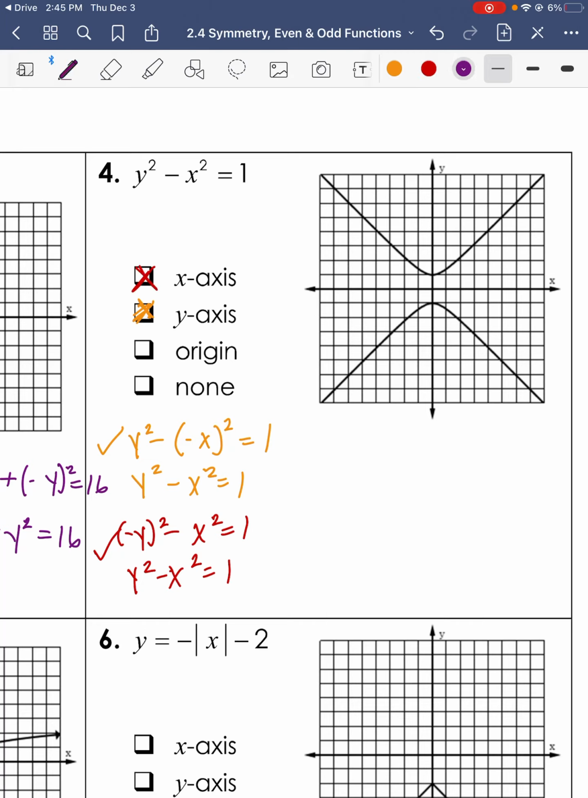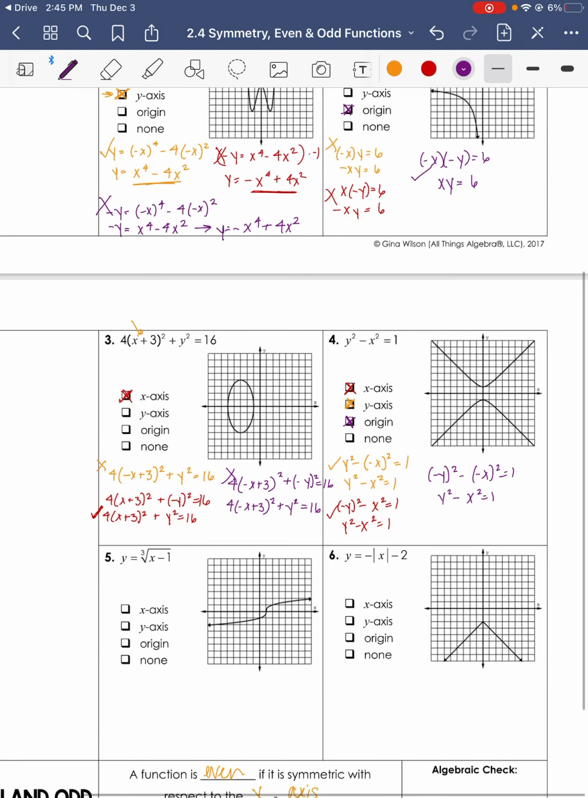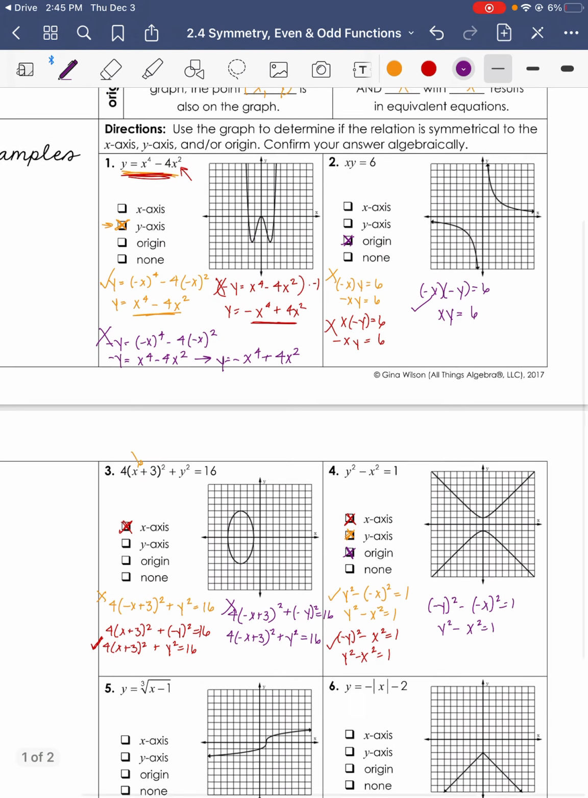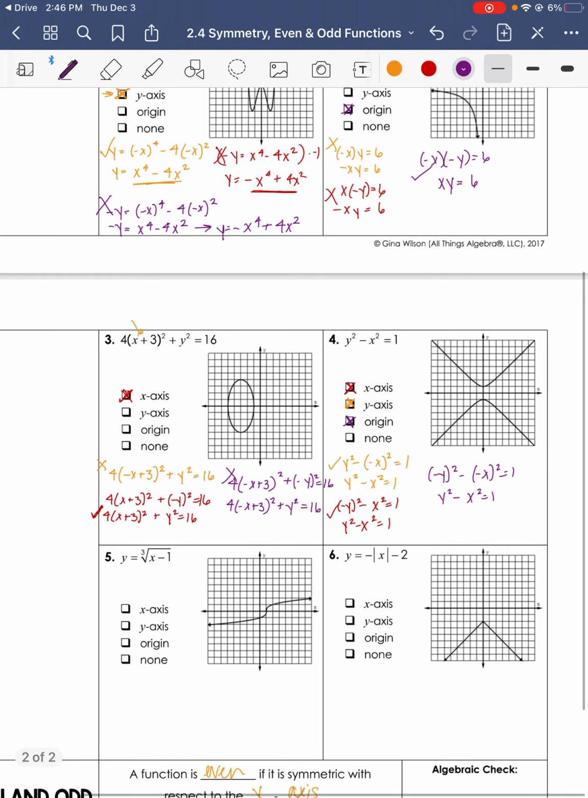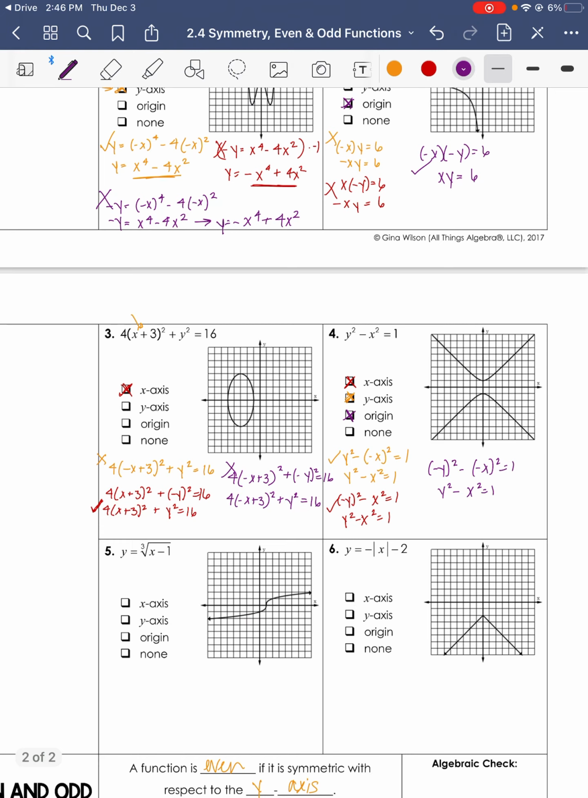And then looking about the origin, if we do negative y squared minus negative x squared is equal to 1, we also get y squared minus x squared is equal to 1. So we have all three types of symmetry here. And you can double check this on the graphs too. We haven't actually been looking at the graphs, which we probably should take a look at those.